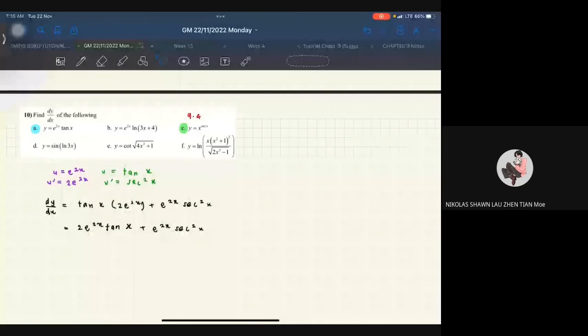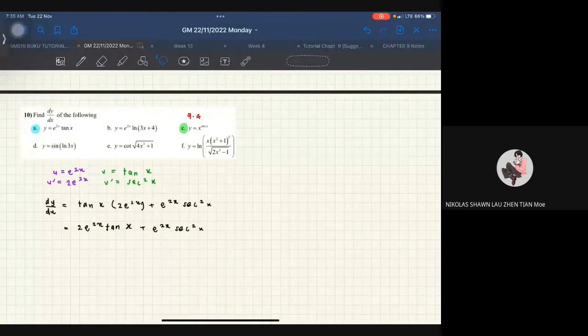Duduk kat belah kiri, atas. Okay, so formula yang ni duduk kat mana? Duduk kat belah kanan, bawah. Okay, so nanti lama-lama awak akan ingat benda tu dalam awak punya kepala. Awak boleh bayangkan dia duduk kat mana. Okay, so itu apa yang saya buat lah yang pertama.